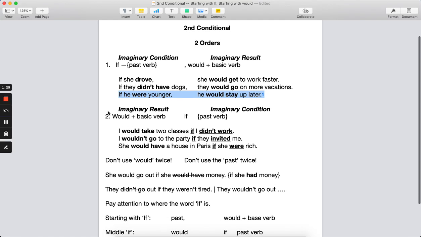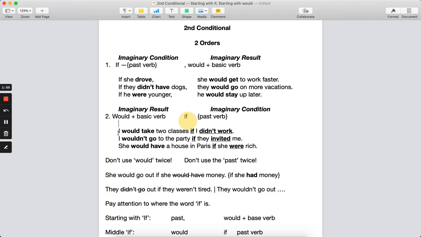We can also do the reverse. In real life, we don't always go in chronological order, starting with the cause, and then the result, as we saw up here. We can do the reverse. We can start with the result and then say what caused that. That means we'll start with would or wouldn't plus base verb. If will be in the middle of the sentence now, and still always after if comes the verb in the past form.